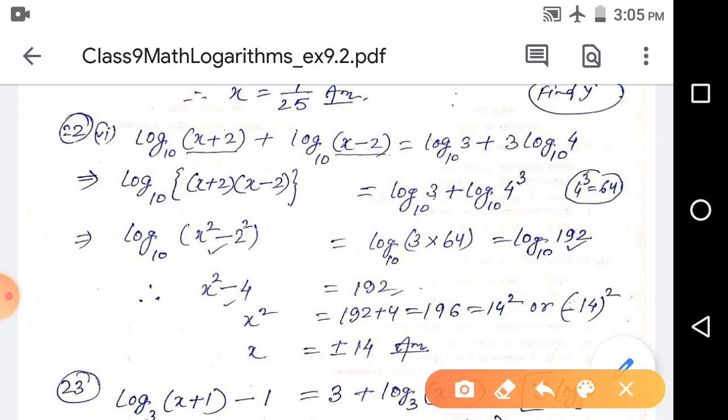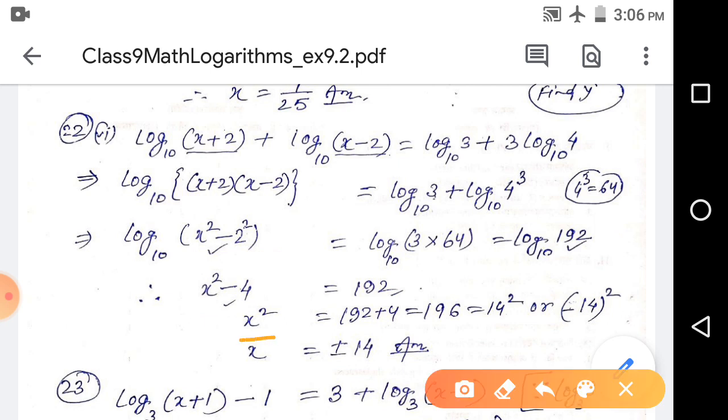If you compare those lines, the right hand side and left hand side, then this part must be equal to this part for the given condition, and this 3 into 64 is 192. So directly we can write x square minus 2 square, which can also be written as x square minus 4, is equal to this 192. And after that the solution is given here.